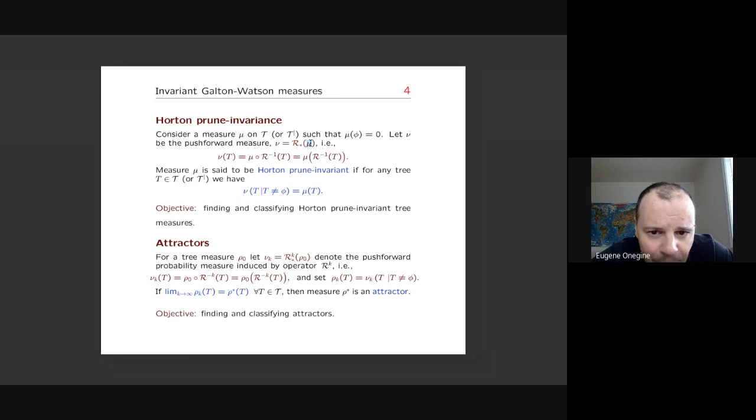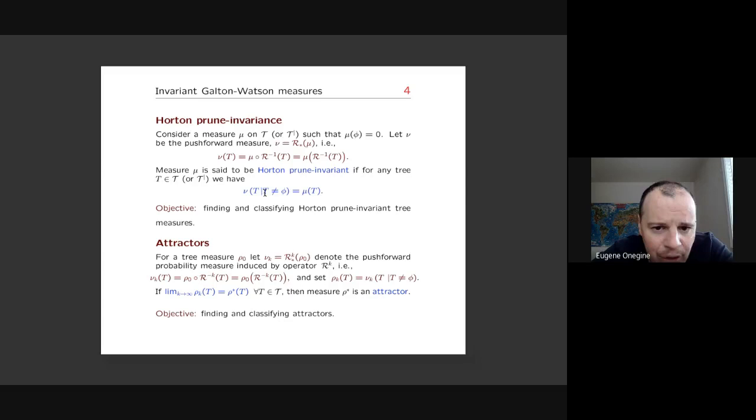Now, let nu be a push-forward measure obtained from the measure mu by applying Horton pruning. So what is a push-forward measure? Well, it's when you let nu be mu of R inverse of t. That is, how does measure nu work? You sample a tree t with measure mu, and then you prune it once, and the obtained tree is sampled with measure nu, right?